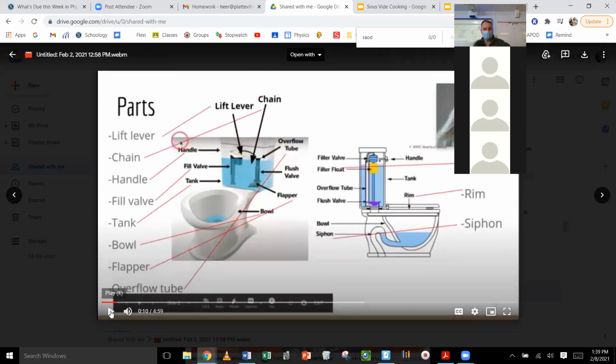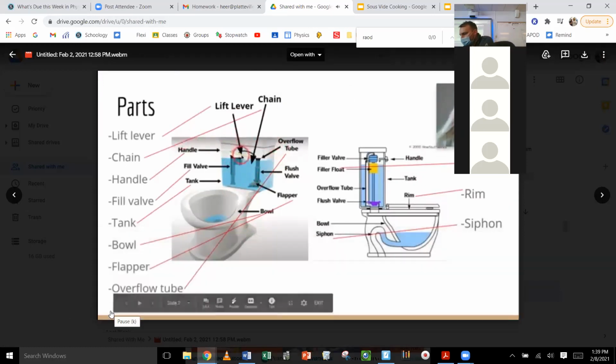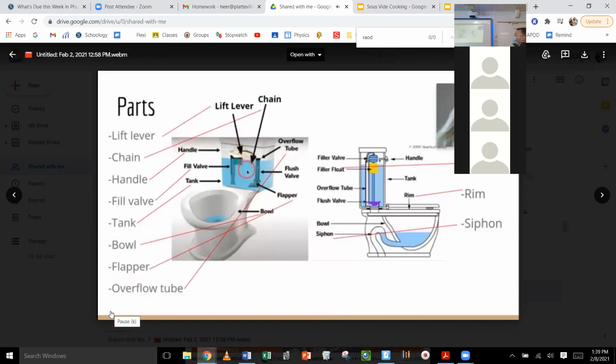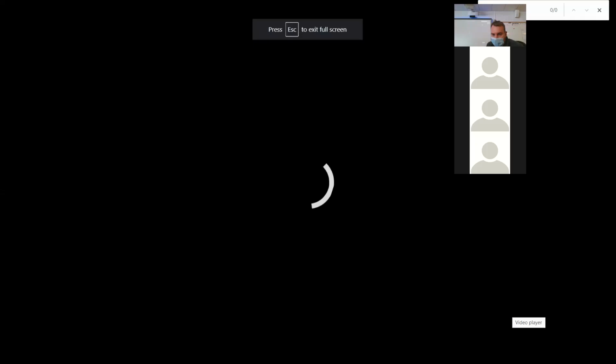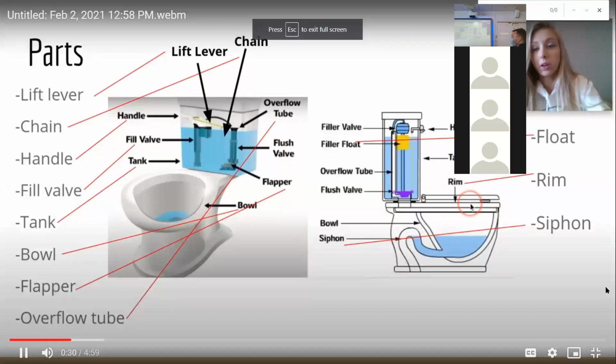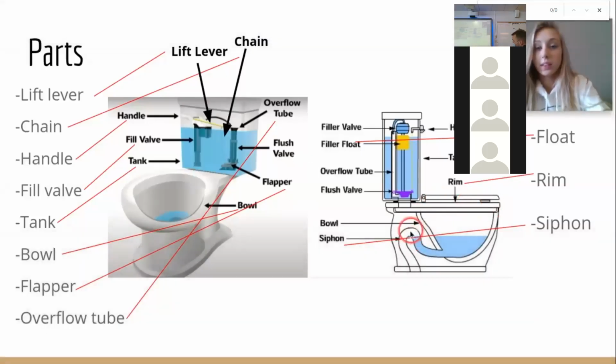I'm gonna let her go then. This is the tank, and inside is the lift lever, the chain, the fill valve, the flapper, the overflow tube, and then over here we have the float. We also have the handle of the toilet. This is the bowl. This is the rim located under the toilet seat, and this is the siphon.